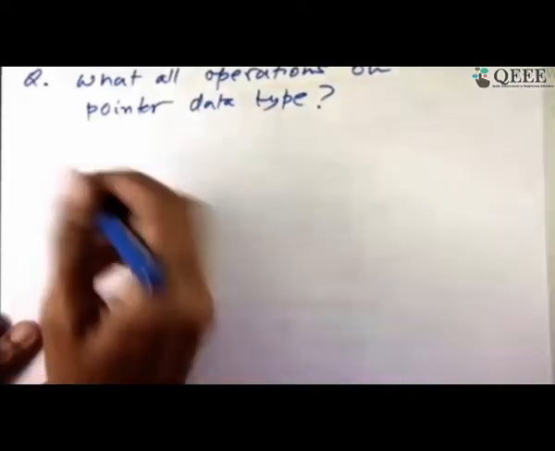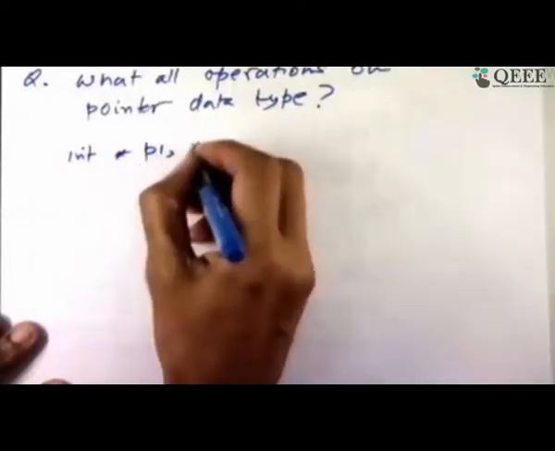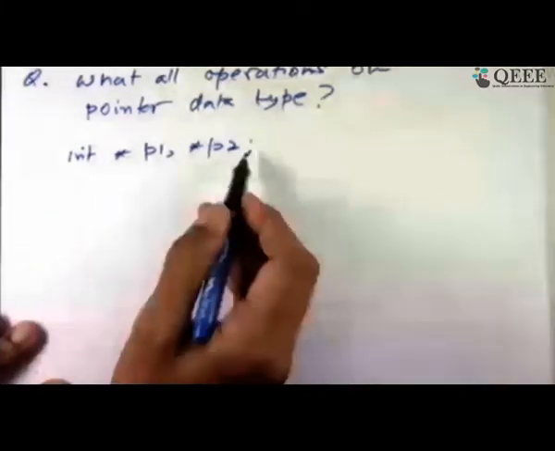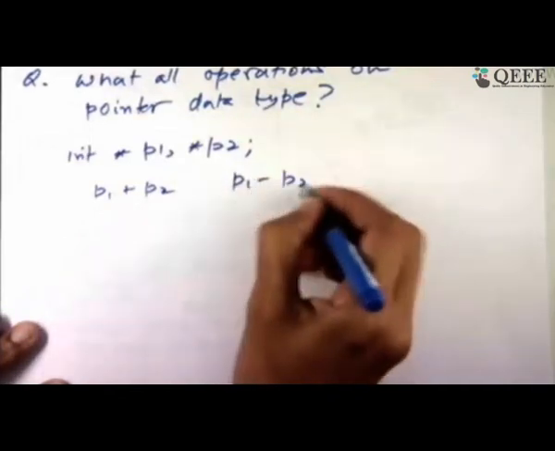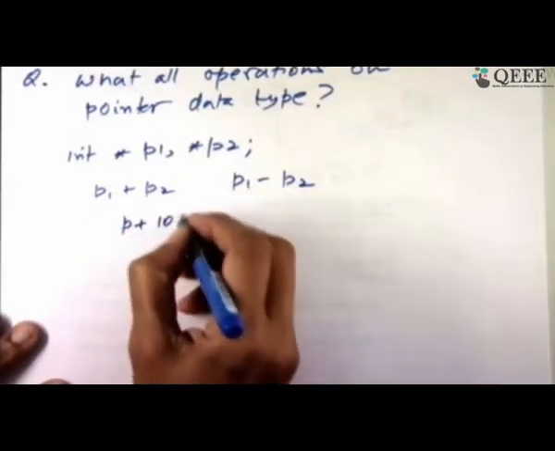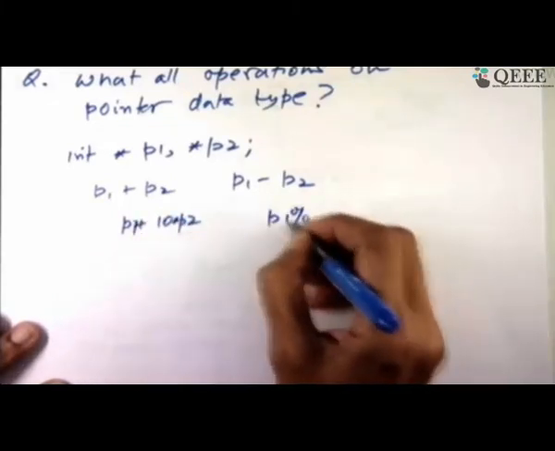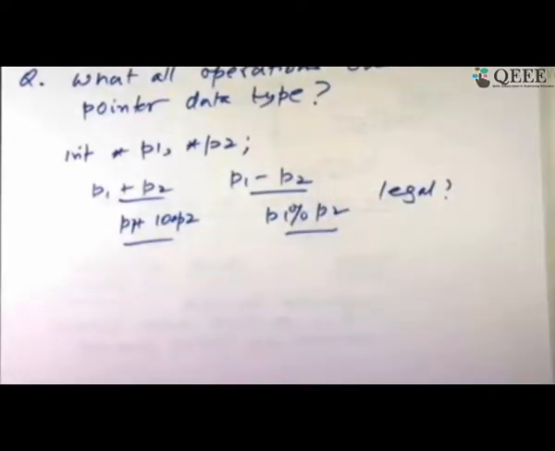This is a more genuine question. What your friend is asking is this: suppose you have int star p1 comma star p2. I create two pointers to integers. This is a declaration. And then if I do p1 plus p2, p1 minus p2, p1 plus 10, or p1 modulo p2. There are so many operators which are allowed. Which of these are legal and which are not? One can answer by going into the C language reference manual and checking it out. The other way is to think logically.